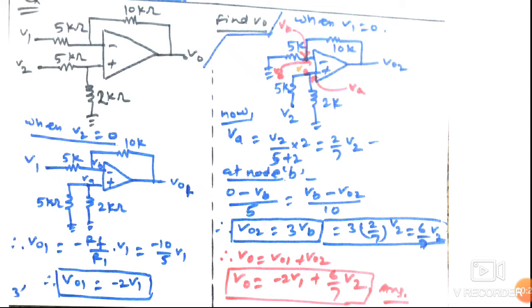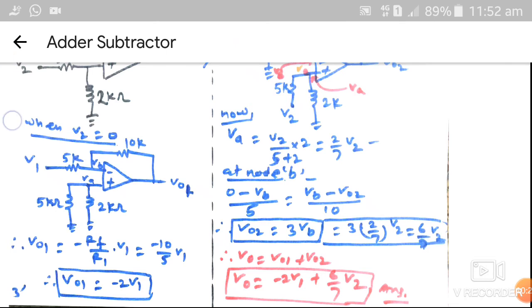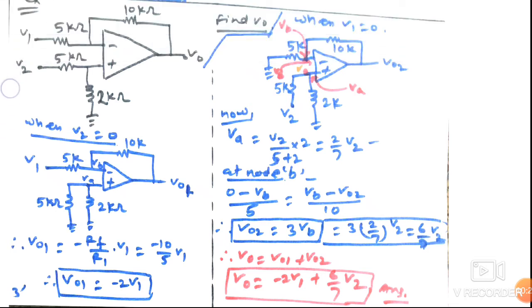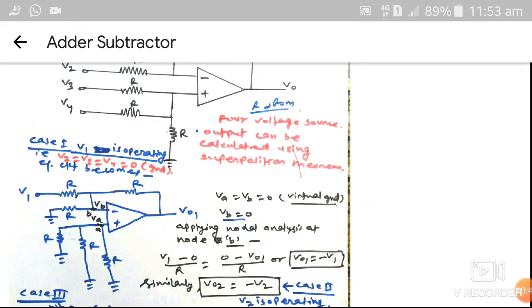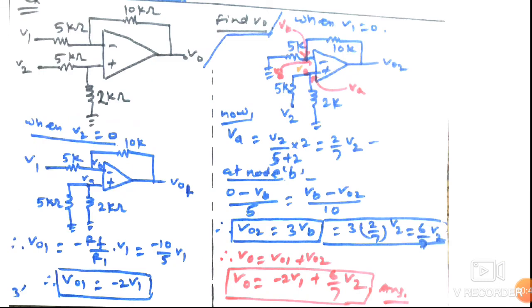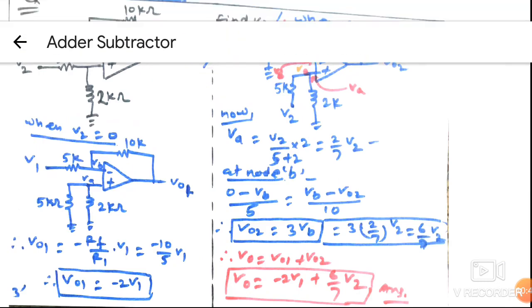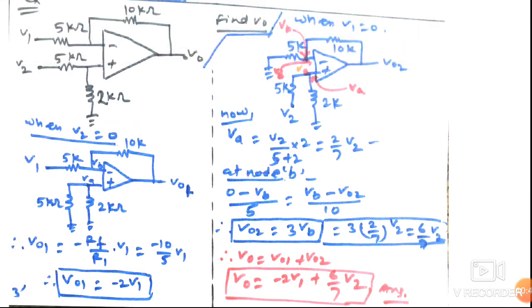At the inverting input source voltage V1 is connected and at the non-inverting input source voltage V2 is connected through 5 kilo ohm resistors. This is a 2 kilo ohm resistor and the feedback resistor is 10 kilo ohm. We have to calculate V0, the output voltage. So we have to operate one by one, that is using the superposition theorem, and we can calculate V0.